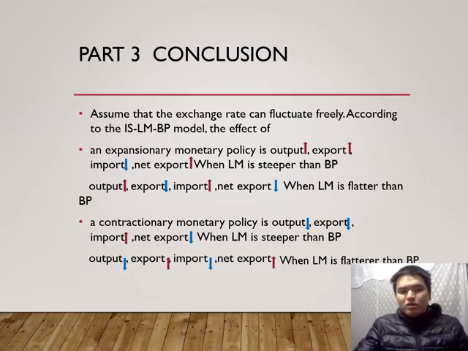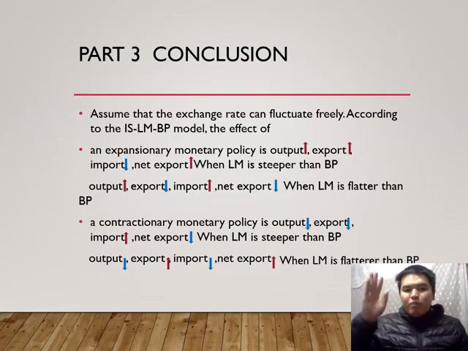For the contractionary monetary policy, it is less output, less export, more import, less net export. This happens when LM is steeper than BP. And when LM is flatter than BP, we have less output, more export, less import, and more net export.